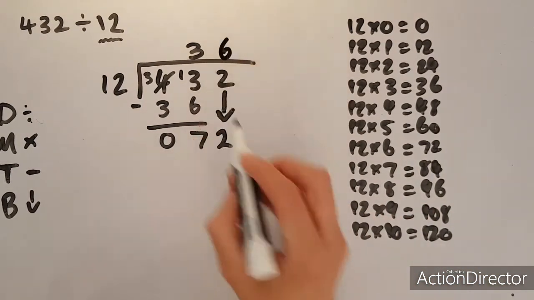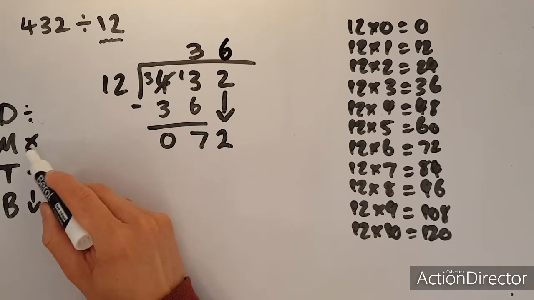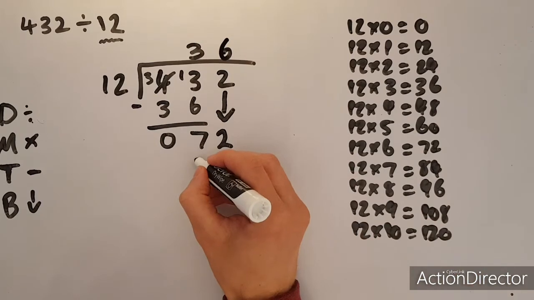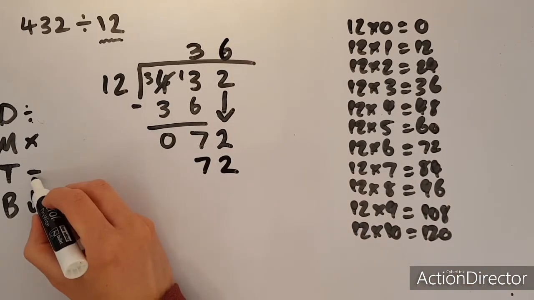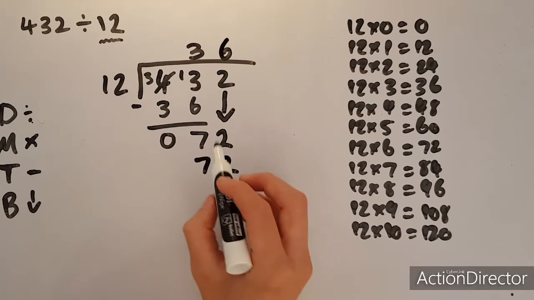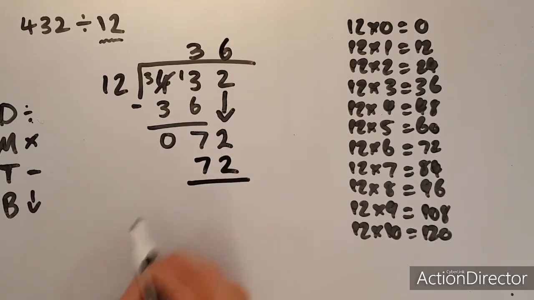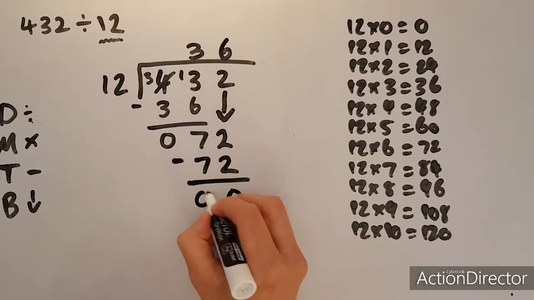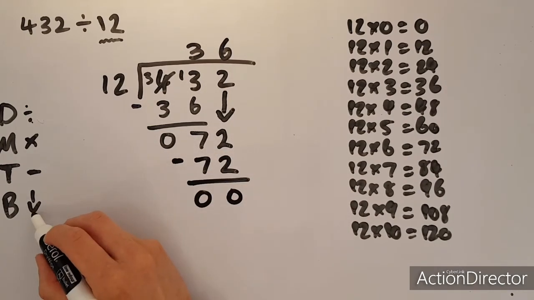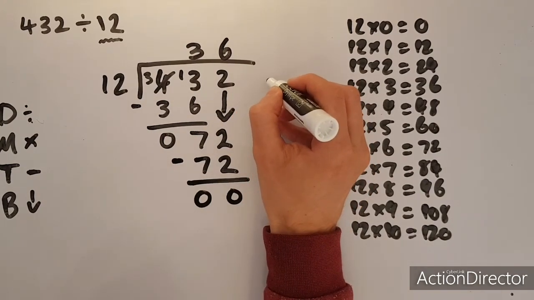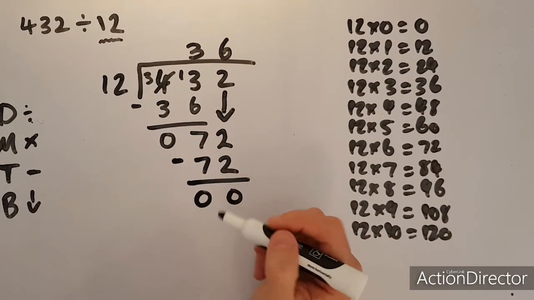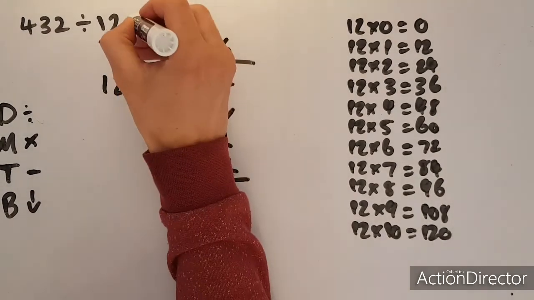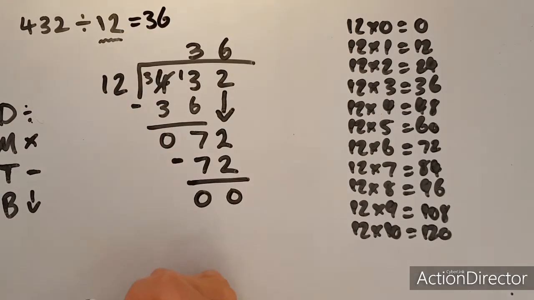So I'm going to put a 6 here. I've done my division. I now need to do my multiplication. 12 times 6 is 72. My next step is to take away: 72 subtract 72. You can probably work this out already. 2 subtract 2 is 0. 7 subtract 7 is 0. It then says bring down, but there's nothing left to bring down. So I've come to the end of my calculation. Because I've got 0 at the end, there are no remainders left. So the answer to this calculation is 36.